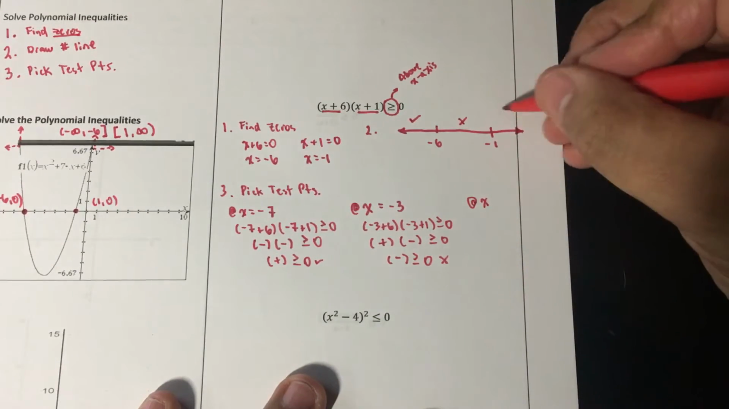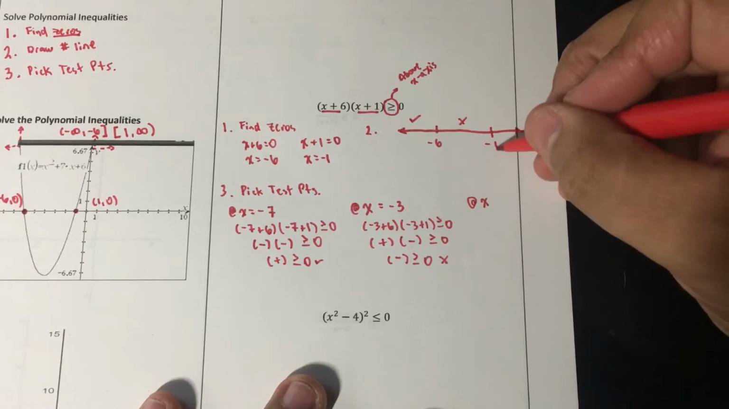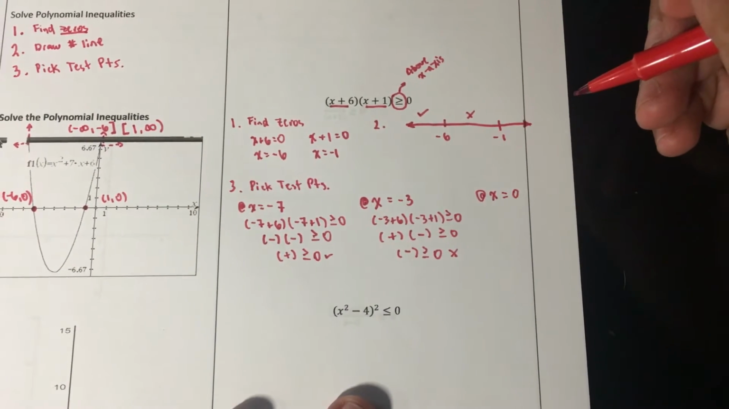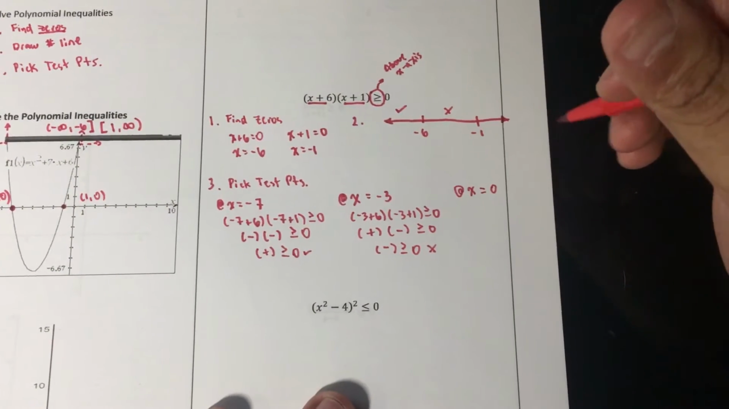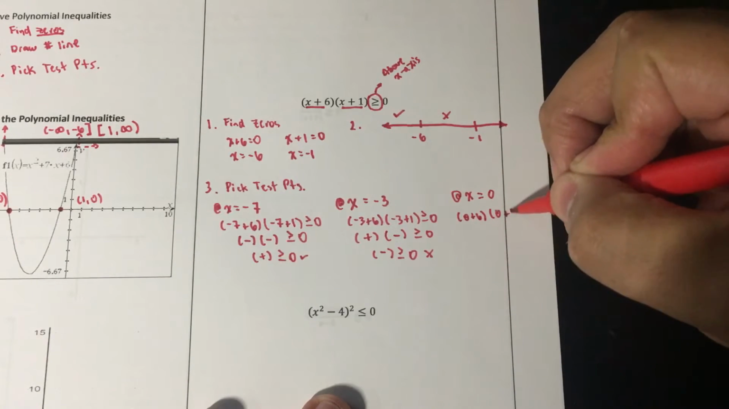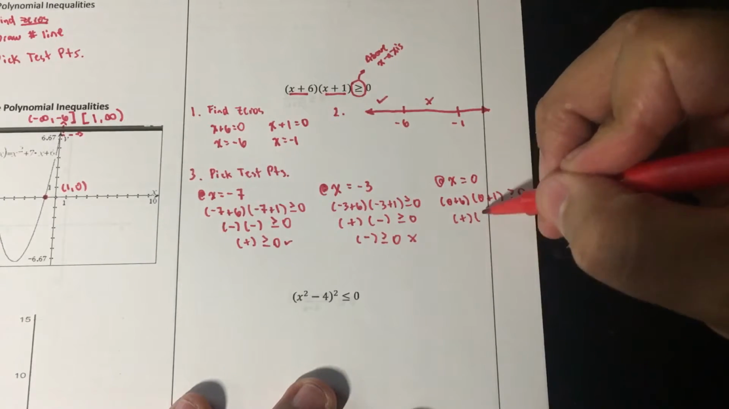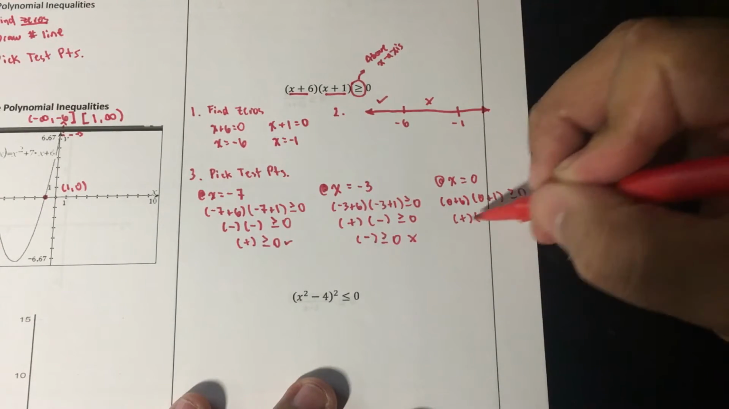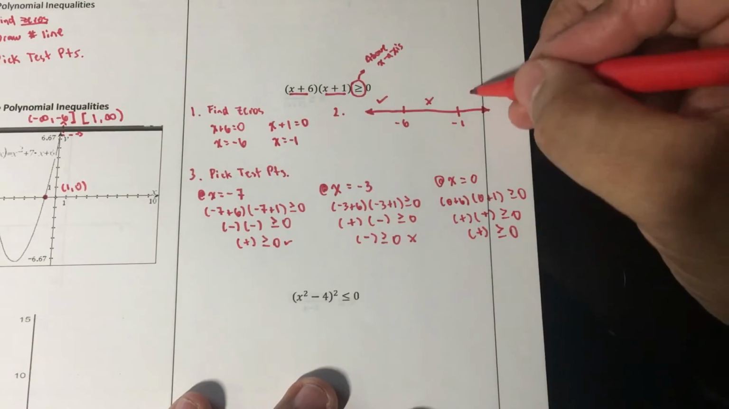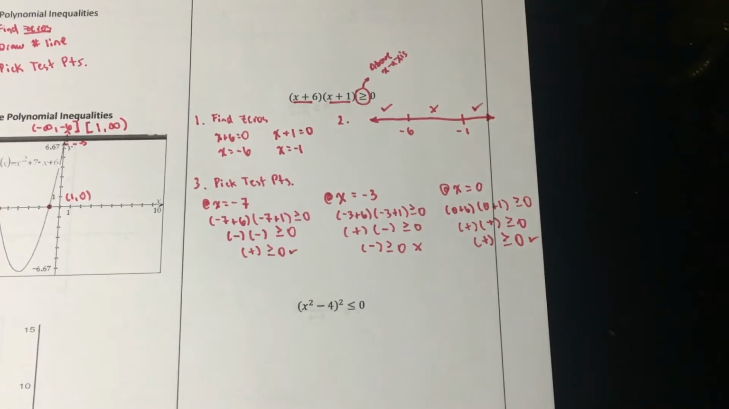And I have one more interval over here. So I'm going to choose something bigger than negative 1, and so I'm going to pick 0. Whenever you can pick the 0, go ahead and do so. It makes it easier to plug in. So here, 0 plus 6 and 0 plus 1 greater than or equal to 0. So this results in a positive number, positive number. Positive times positive is positive. So is a positive number greater than 0? Yeah, it is. So this satisfies the condition.